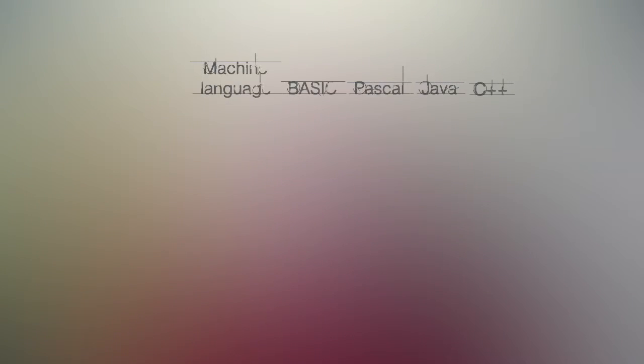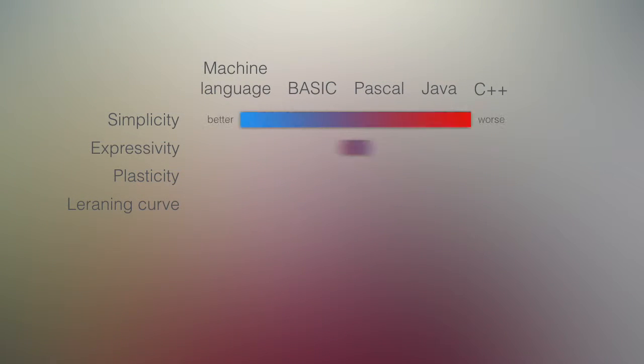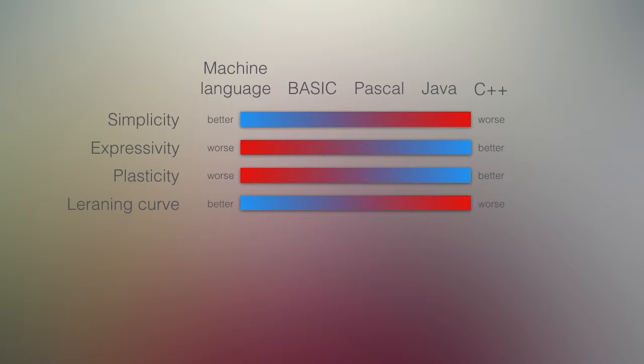If you take some of the well-known imperative programming languages and plot them against a few desired properties, you get the following graph. The first thing that you notice about this graph is that some of the desired properties end up being at the opposite ends of the spectrum. Basically, this means that there is no perfect programming language and that there never will be one.